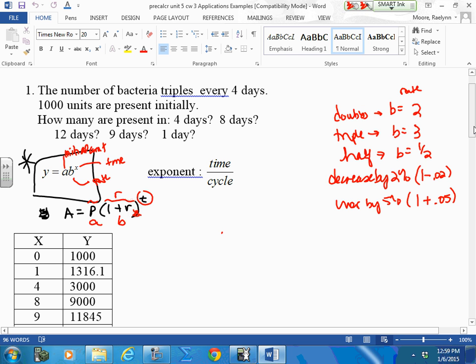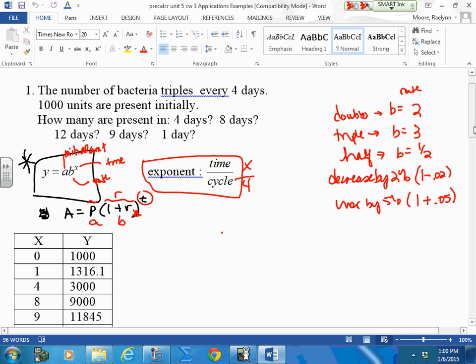Now the only other thing we might have to do is worry about your exponent. Your exponent is time, but sometimes we have a pattern for time. It doesn't happen every day. It happens every 2 days, every 10 days, every 12 days. So we have a cycle that it has to go through. And we take the time and say it happens every 4 days, we divide it by 4.